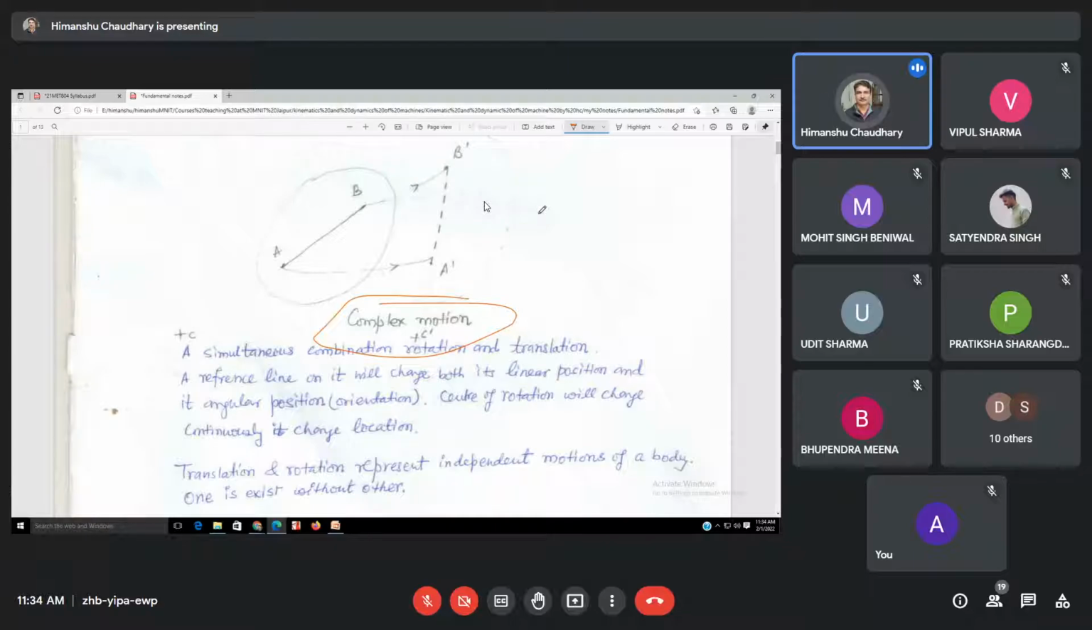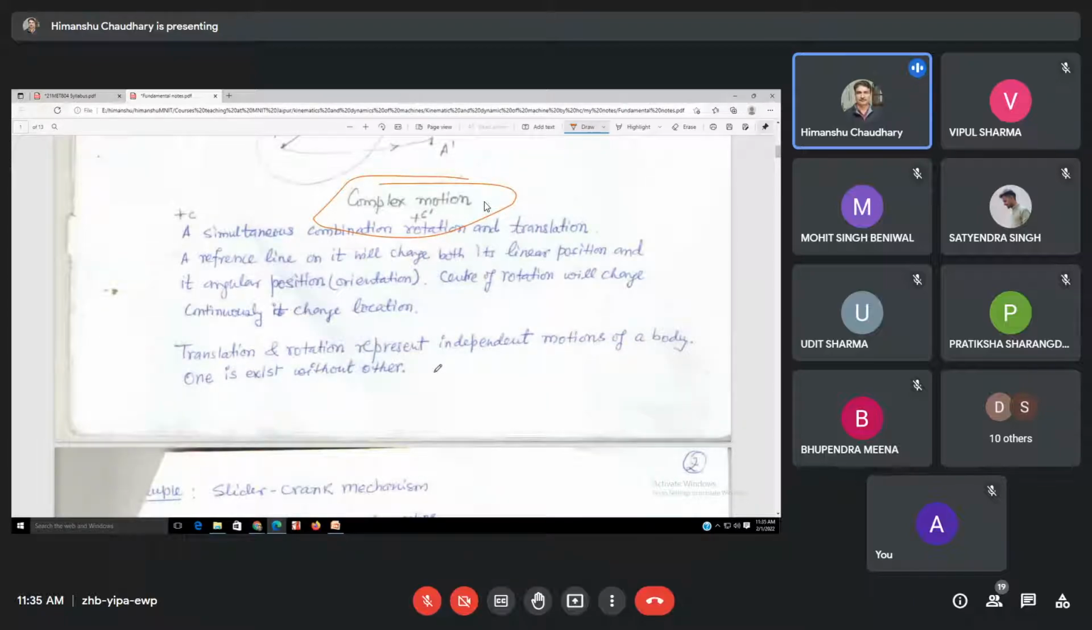So while analyzing a mechanism, we have to define whether it is pure rotation, pure translation, or a combination of that, and that way we are going to formulate an analytical solution for finding velocity, acceleration, and position of any point on any link. So simultaneous combination of rotation and translation is the complex motion. Translation and rotation can happen independently, right? You can translate without rotation or rotate without translation. That's why these are the two independent motions, right? So one exists without the other.